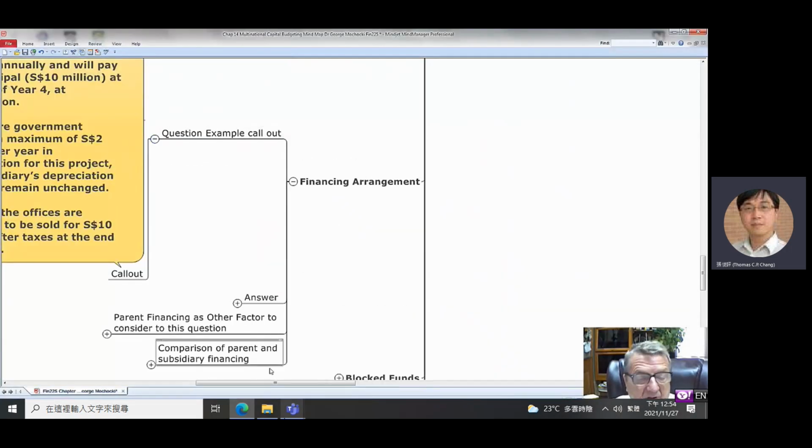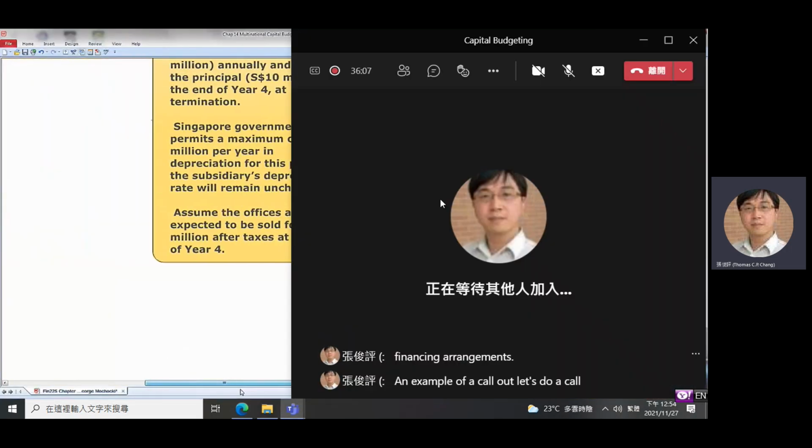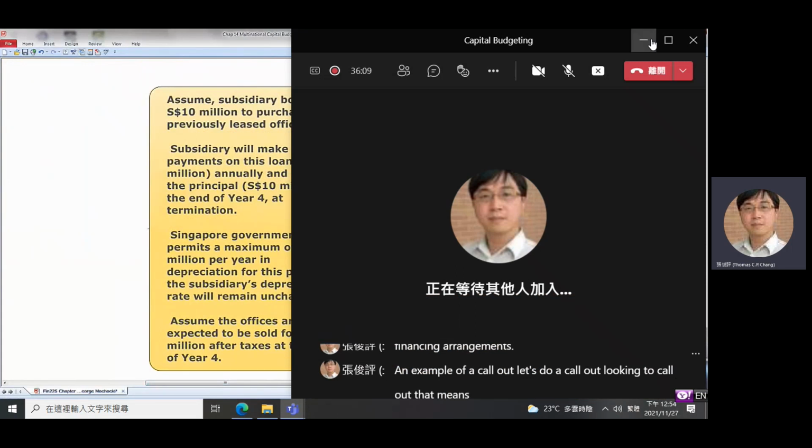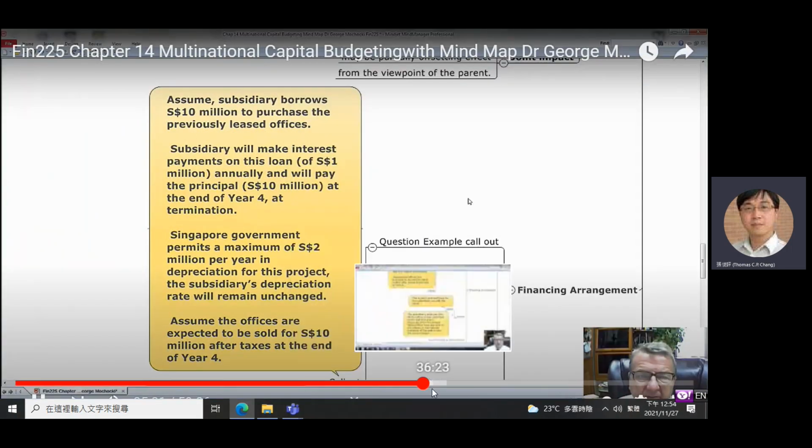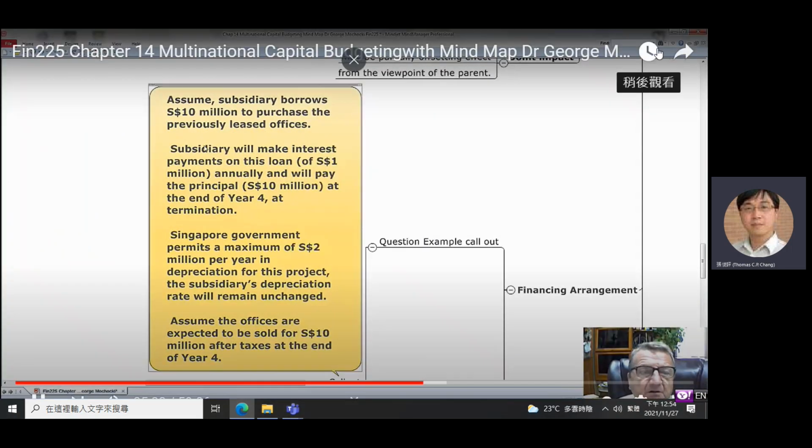Example of a call out. Let's do a call out. A call out means an example you have in the book. I'm just reading this verbatim and throwing it up here.